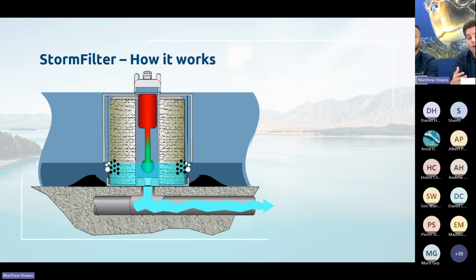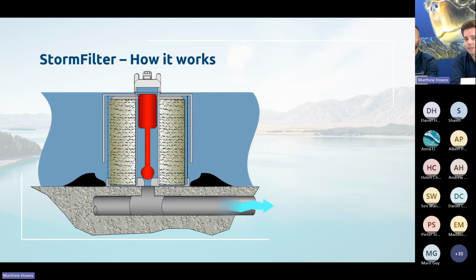The seal at the bottom of the unit is not a perfect seal, however, so all of the water drains down. So there's no standing water left in the storm filter. All of that has been designed both for good treatment outcomes and ongoing maintenance, as we'll find out shortly.